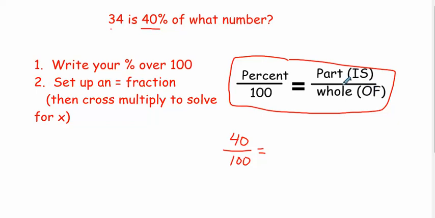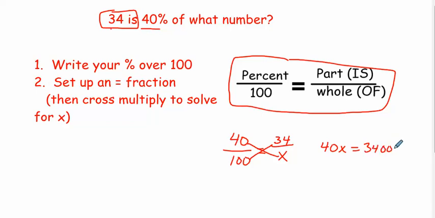Look over here. Do you see how this says 34 is? So that is your part. I do not know the whole. So that's where my variable is going to go. Once I have this, then we're going to simply cross multiply, which we have done before. So I'm going to go from here to here. 40 times x is simply 40x equals, and then 34 times 100 is 3,400.